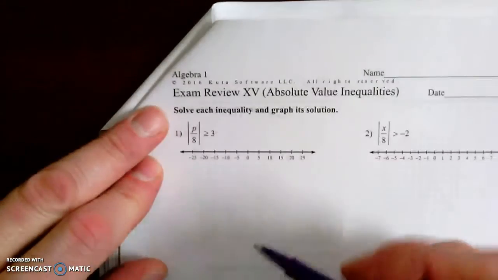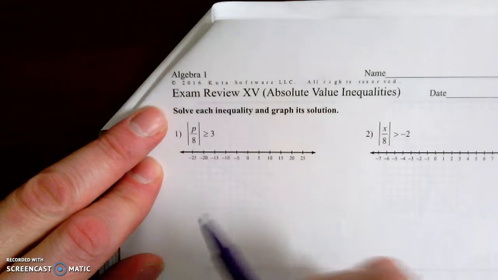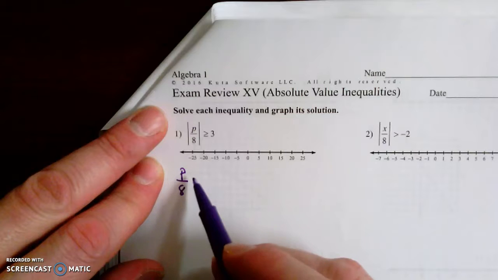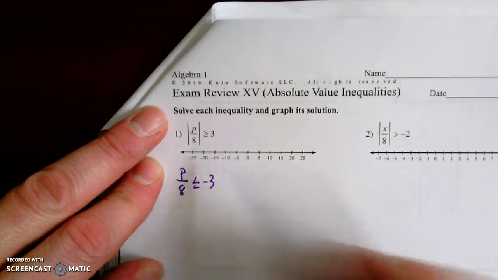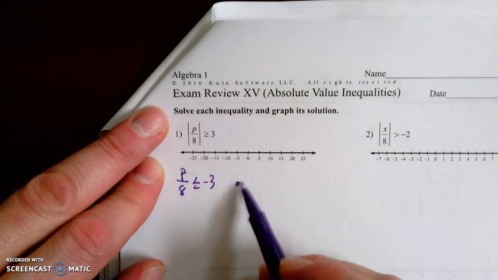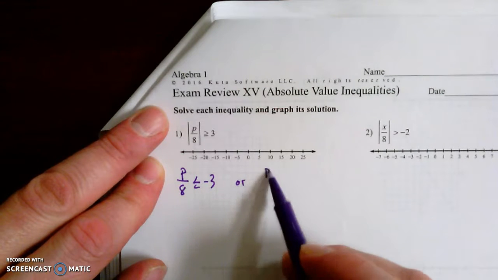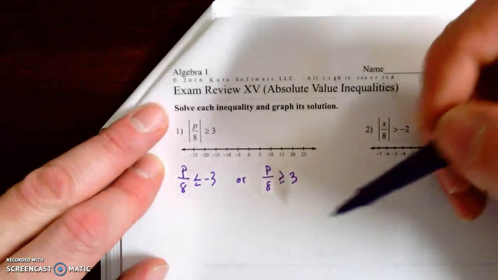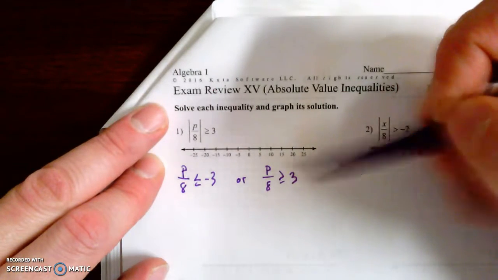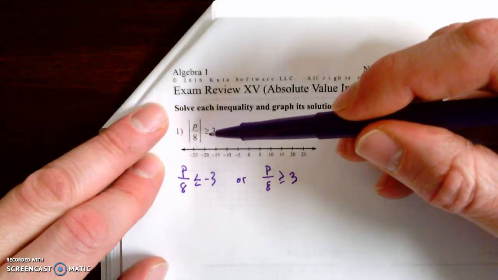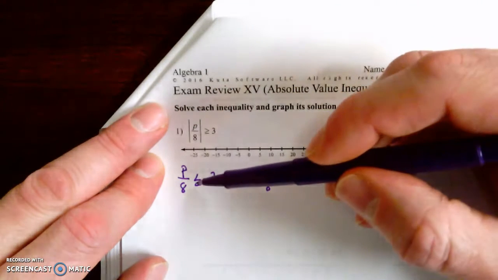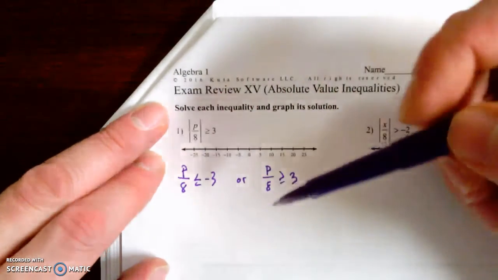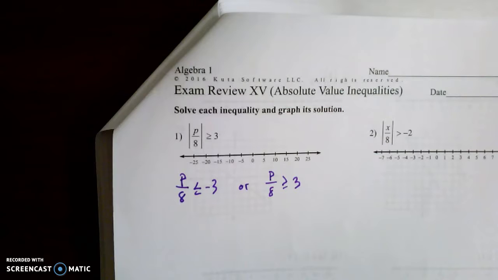So what we do is we break this absolute value inequality into two separate inequalities. So p over 8 is going to work out to something less than or equal to negative 3, or p divided by 8 is going to be something greater than or equal to 3. So either it's something bigger than 3, which means that its distance from 0 on the number line is greater than 3, or it's something less than negative 3, in which case its distance from 0 on the number line is again bigger than 3. And then we just solve these two inequalities separately.